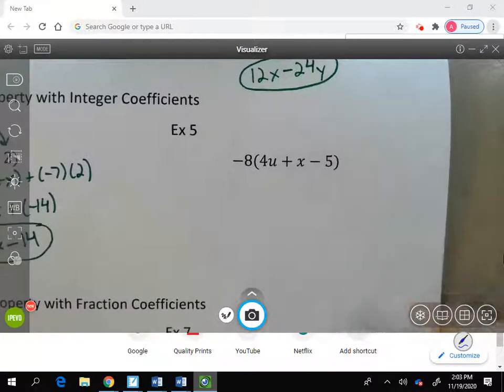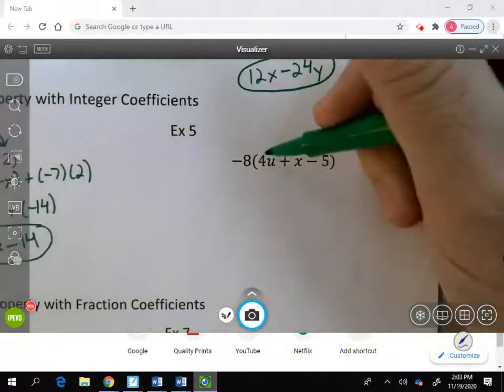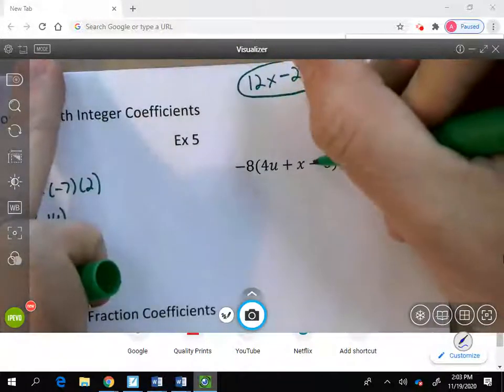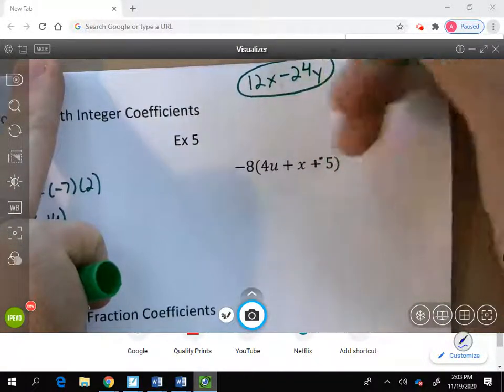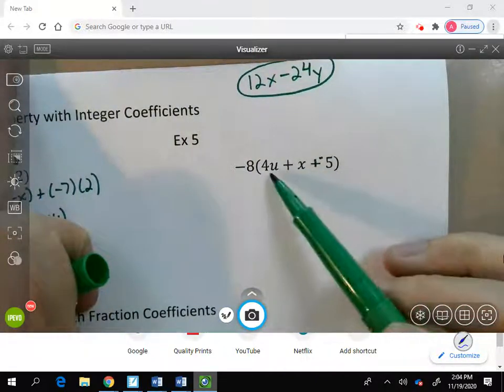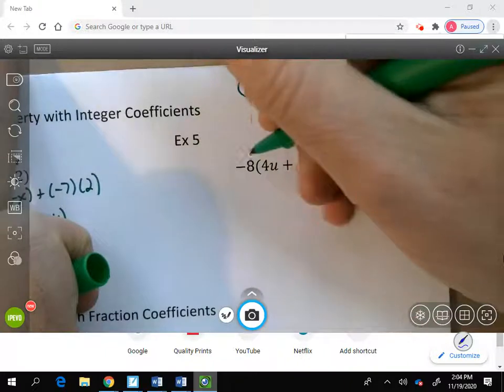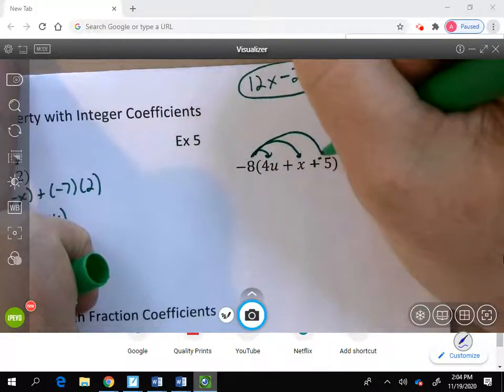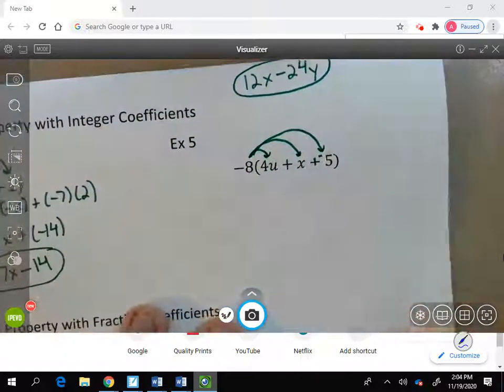So we have here negative 8 times, in parentheses, 4u plus x minus 5. Again, the first thing I'm going to do is change this to plus and negative. You guys will see here, there's no like terms. There's nothing we can add here because none of these are like terms. So we're going to take that negative 8 and go to each. Can you guys show me these arrows? Because we can multiply that.